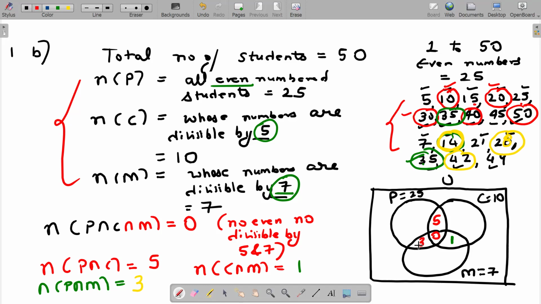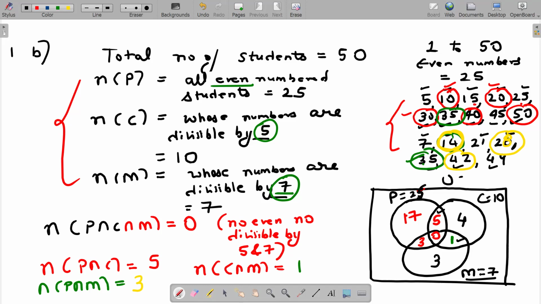And now the rest I can find out. The whole physics is 25. So 5 plus 0 plus 3 is 8. 25 minus 8 is 17. So this is 17. Remember, the whole circle should make it 25. Similarly, for chemistry, the total is 10. I already have 5 and 1. So 6, 10 minus 6 is 4. For maths, I already have the sum as 7. 3 and 1 are already there. So 7 minus 3 plus 1 is 7 minus 4, which is 3.